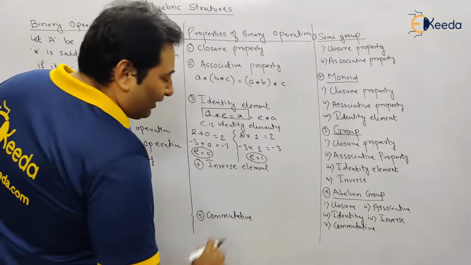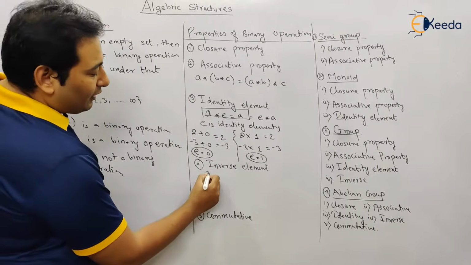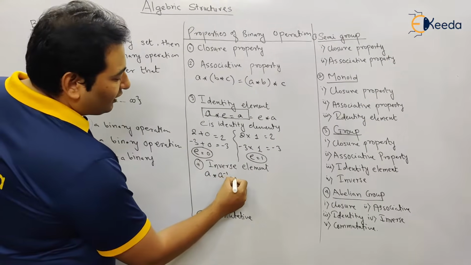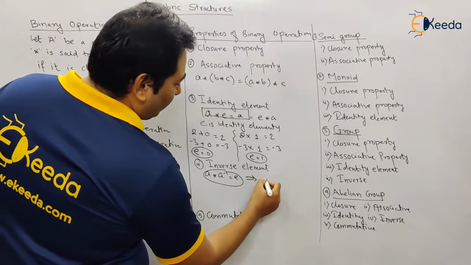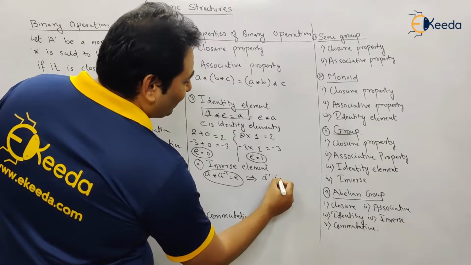Next, let's talk about the inverse. Now inverse means A star A inverse is equal to E. If this is the case, A inverse is basically your inverse.